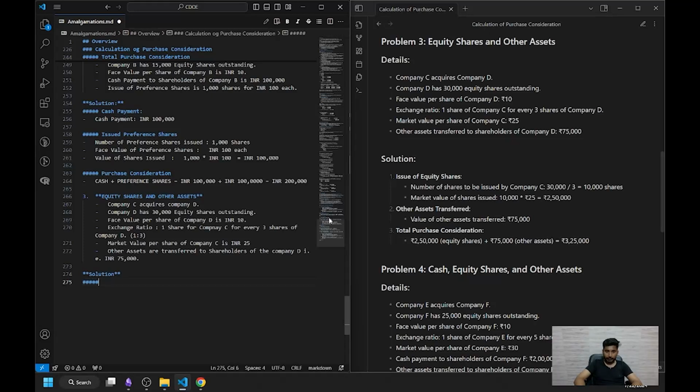So, the first step is to see if there is any cash payment. Is there any cash payment? The answer is no. We do not have any cash payment in here. Then next, we'll talk about issue of equity shares. For issue of the equity shares, the number of equity shares to be issued by company C will be equal to 30,000. Why? Because 30,000 are the shares that are outstanding of the company D. And since it is issuing one share for every three shares, then the ratio will be 30,000 by 3. That will be 10,000 shares.